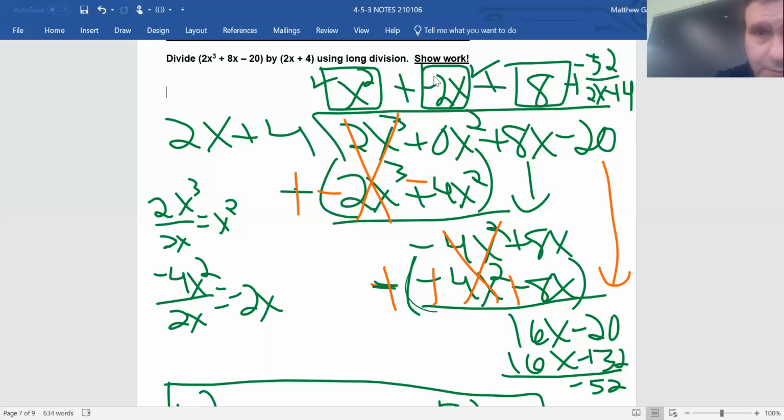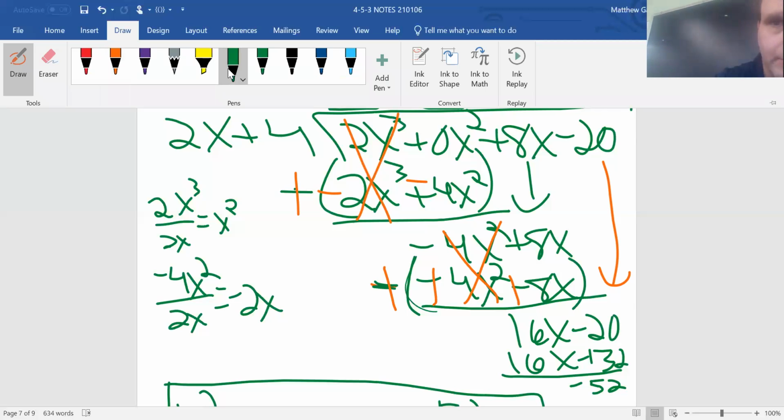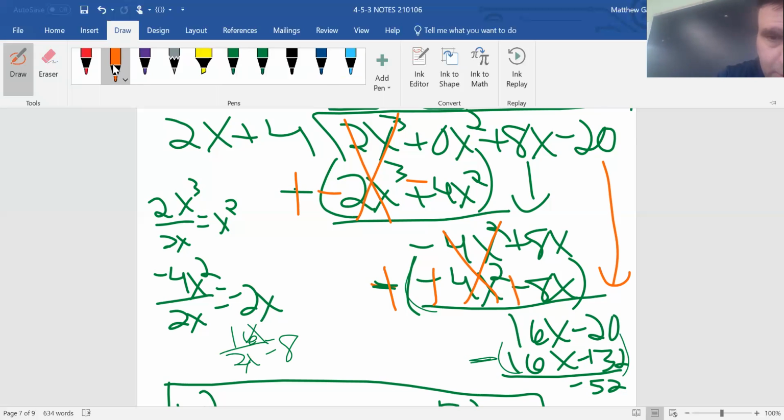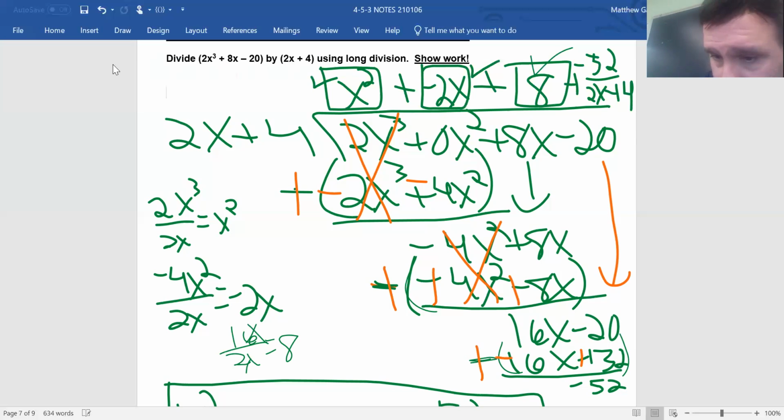And then 16x divided by 2x is 8. 8 times 2x is 16x. 8 times 4 is 32. So 32 is positive, so you've got to change it to a negative. So that is the correct remainder, negative 52. So it's negative 52 over 2x minus 4.